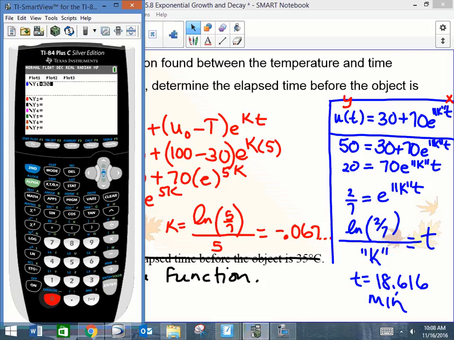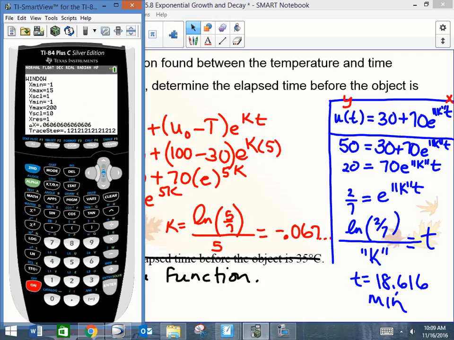So 30 plus 70, oops, not 71. E to the power is the blue ln, remember? To the k. I don't think I stored this one, so I got to go back and make sure I got my alpha, my k stored. Did I? Oh, I do. Okay. I didn't know if I went that far. Now, I don't know what I have in here. Okay.